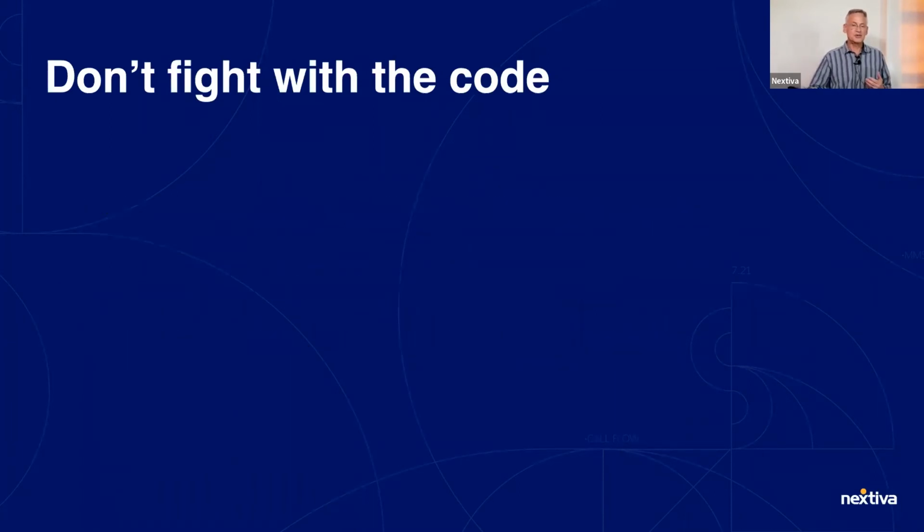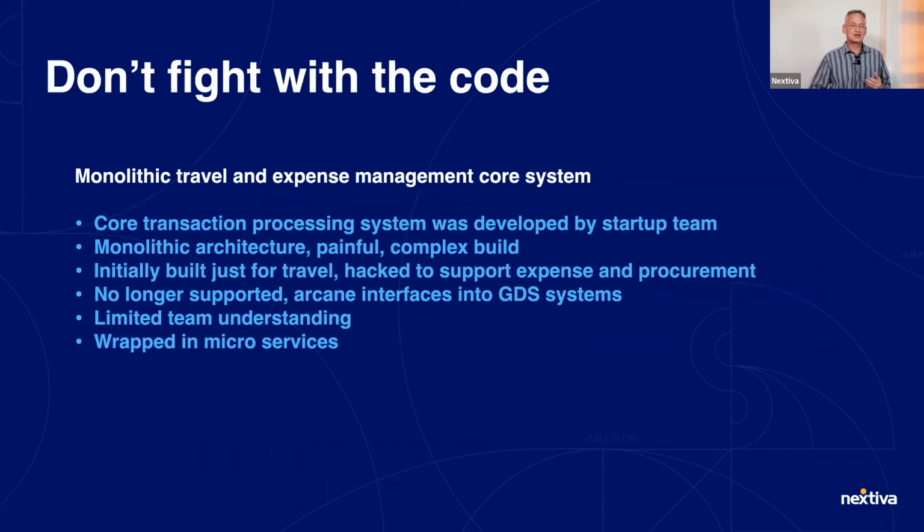Okay, beautiful example here, maybe familiar to some: a monolithic travel and expense application that was written by a startup team and then handed over. And then it was just mangled to do all kinds of other stuff. And it got to the point where it was so hard to build, so hard to do anything with, that it literally almost imploded on itself.